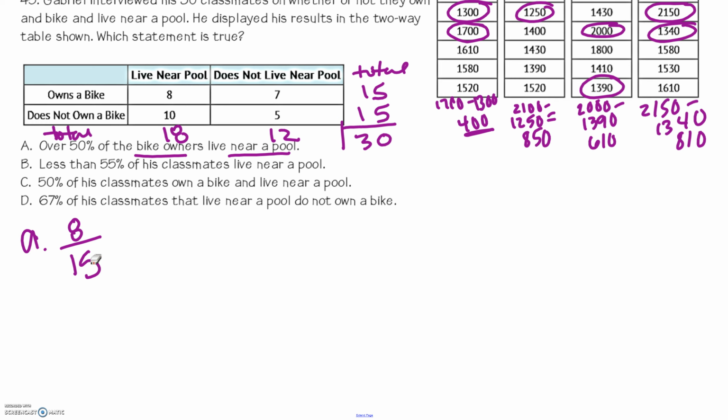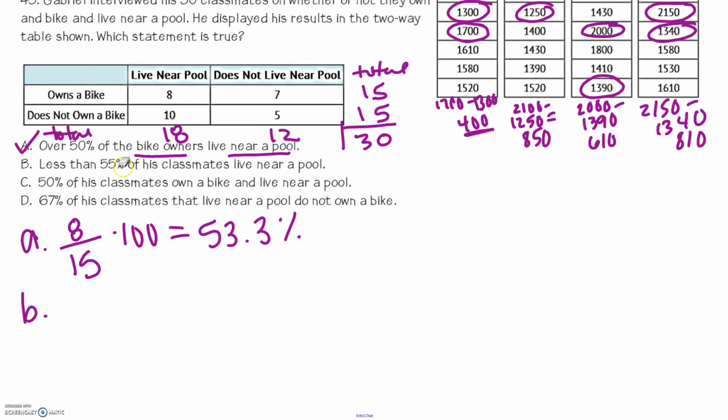What is 8 divided by 15 times 100? Because we're changing it to a percent. 8 out of 15 times 100. That would give you 53.3%. Is that greater than 50? Yes, that's true. All right, so A works, but let's just check the others.